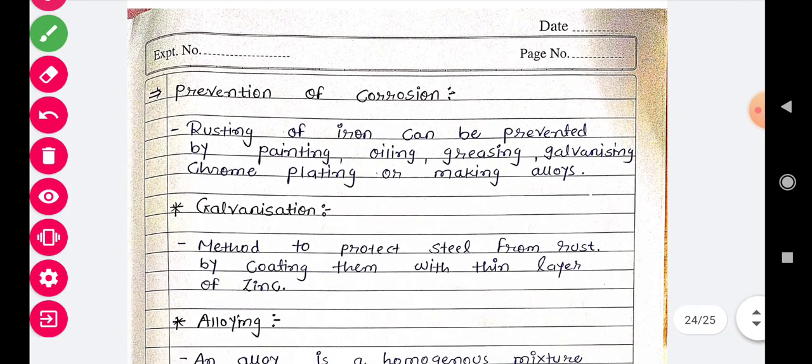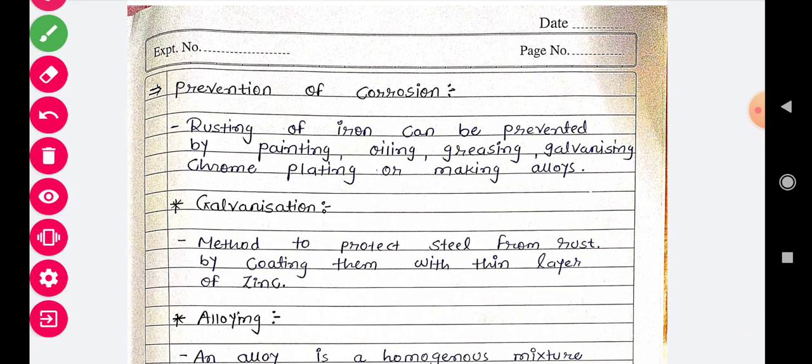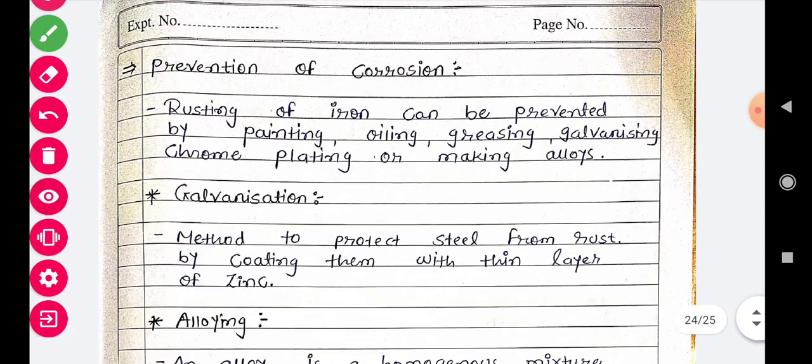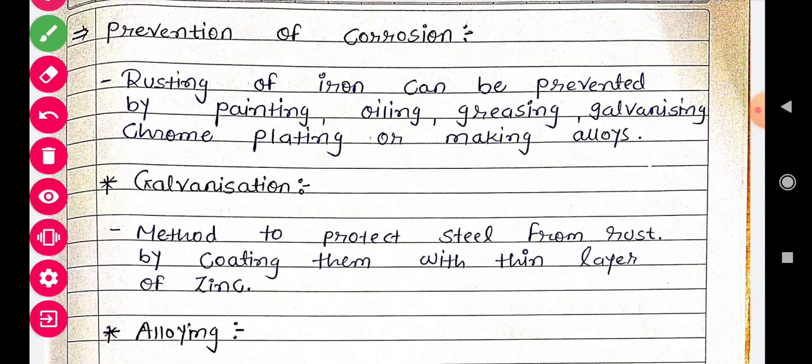Now, let us talk about the prevention of corrosion. How will corrosion be prevented further? So, first way, students, to prevent corrosion, the most common way is painting: paint the substance with a good quality color and do not leave any part unpainted, so that it cannot easily come into contact with the atmosphere. So, rusting can simply be prevented by painting.